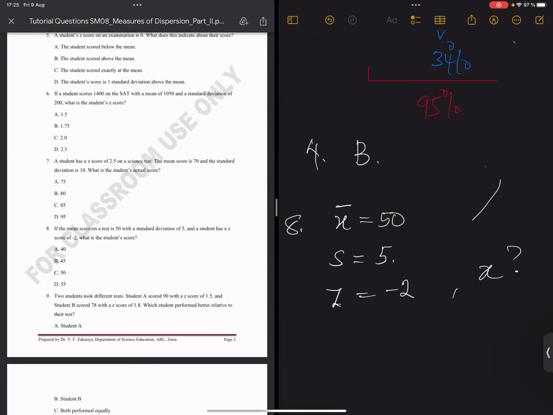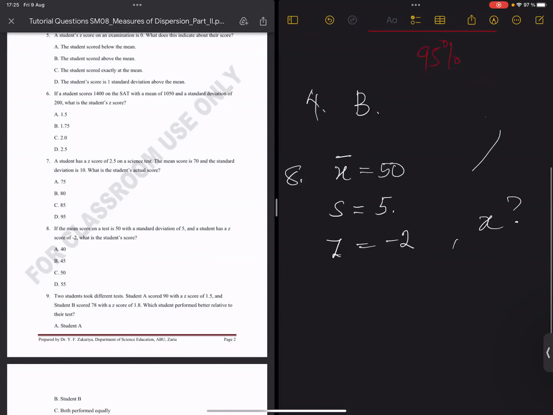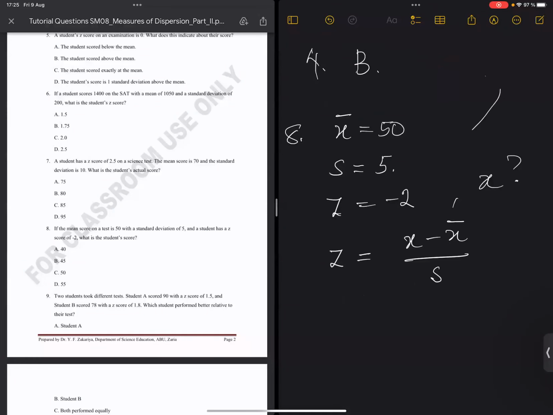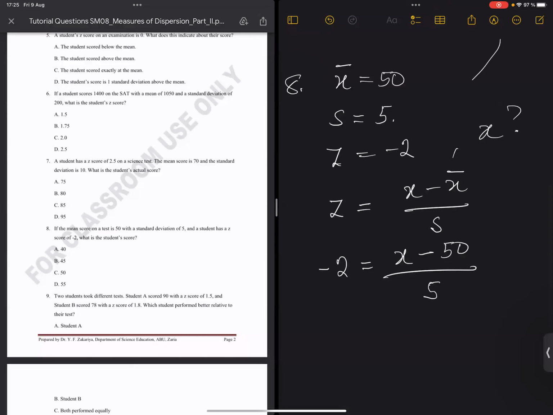So what we're going to do here is very simple. We just apply our formula for calculating Z-score and then substitute what we have to get what we don't have. Remember, Z equals X minus X bar divided by the standard deviation. Is it okay? Deviation from the mean divided by what? Standard deviation. So our Z is given to be -2. So -2 equals, we are looking for X, we don't know X, but we know X bar to be 50, and the standard deviation to be 5. So we just walk through this and get our X.